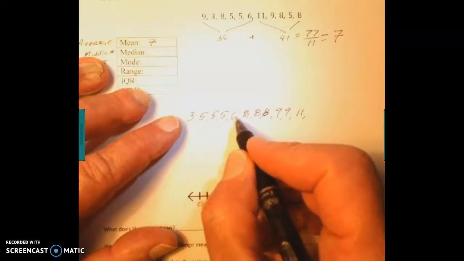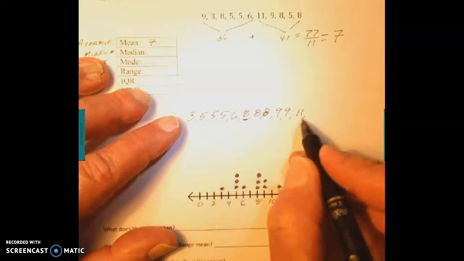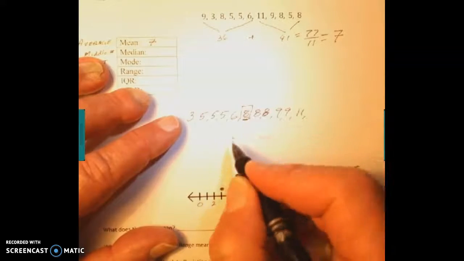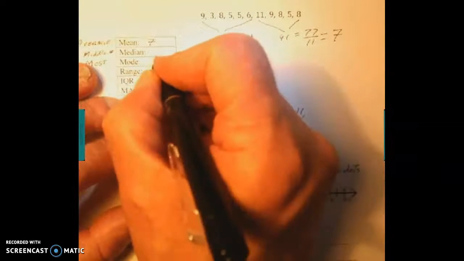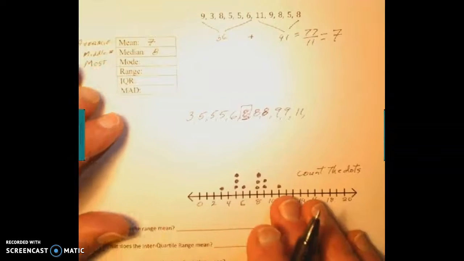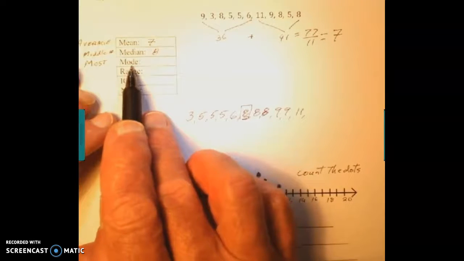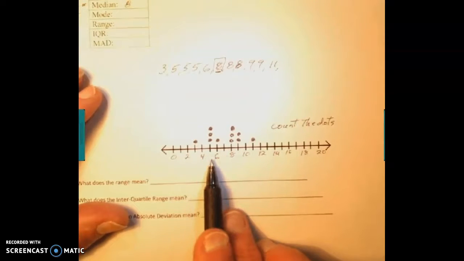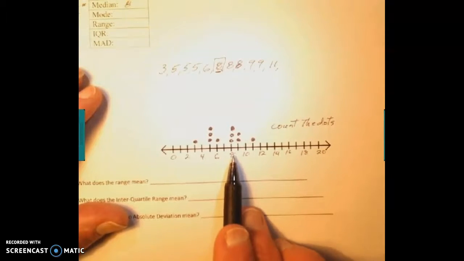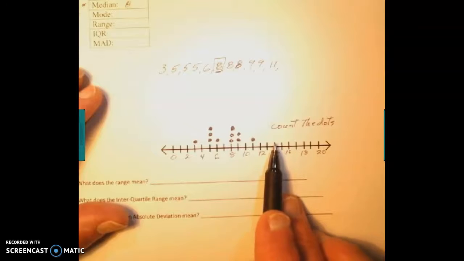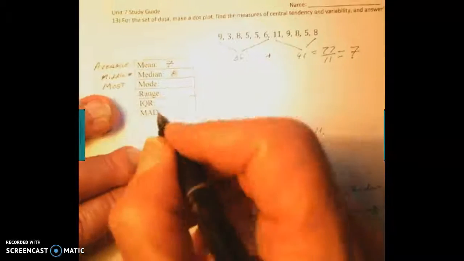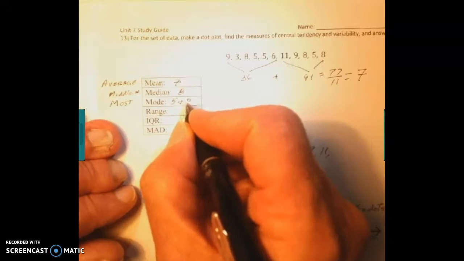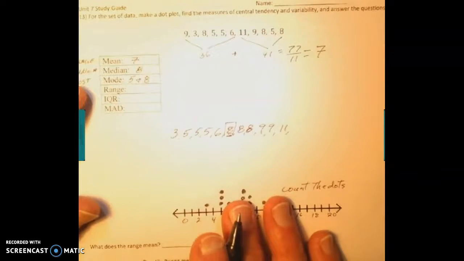So 2, 4, 5. It looks like this is my middle. 2, 4, 5 numbers on this side. Yes, this is my median. So 8 is the middle number. The mode is what shows up most. Looking back at your dot plot, you can see the 5 shows up and the 8 shows up more than the other numbers. It's okay to have 2 modes, so go ahead and list them both. So the mode is 5 and 8. We have 2 modes this time.